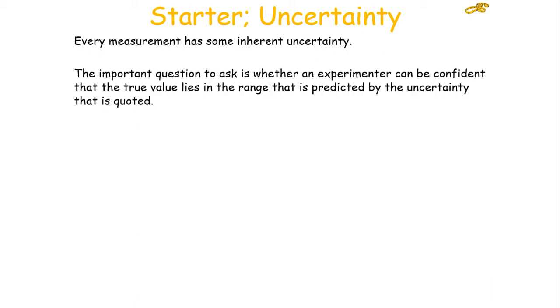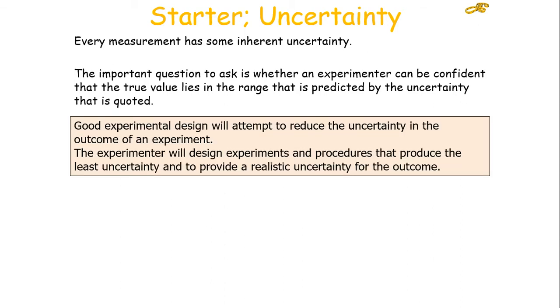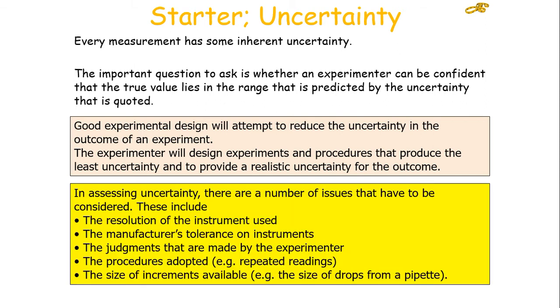Every measurement has some inherent uncertainty. The important question to ask is whether an experimenter can be confident that the true value lies in the range that's predicted by the uncertainty that is quoted. Good experimental design will attempt to reduce the uncertainty in the outcome of an experiment. The experimenter will design experiments and procedures that will produce the least uncertainty possible and then allow you to produce a realistic uncertainty for the outcome. In assessing your uncertainty and trying to work out a realistic value, there are a number of issues you've got to consider.